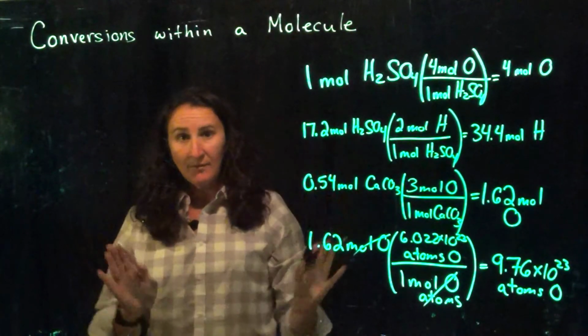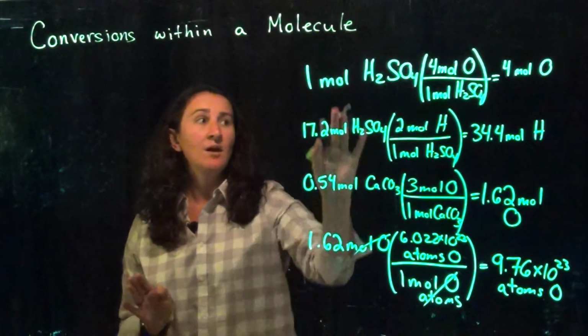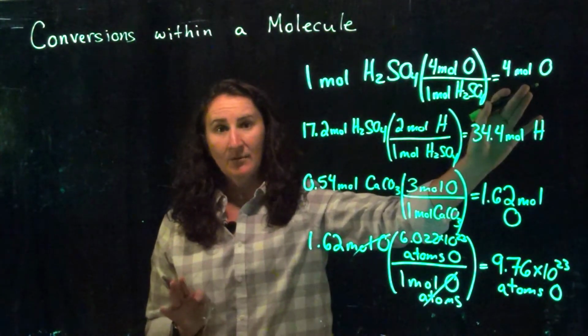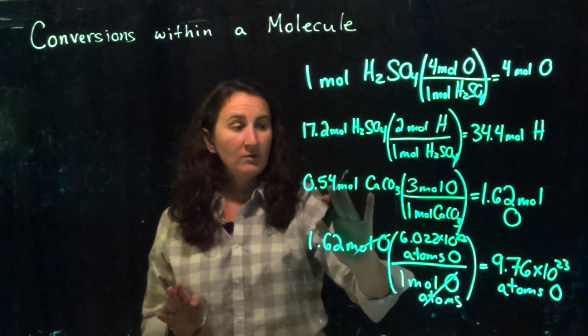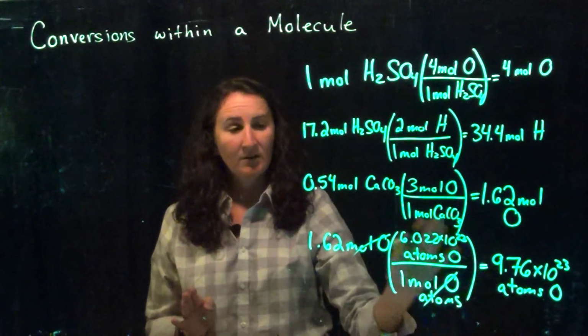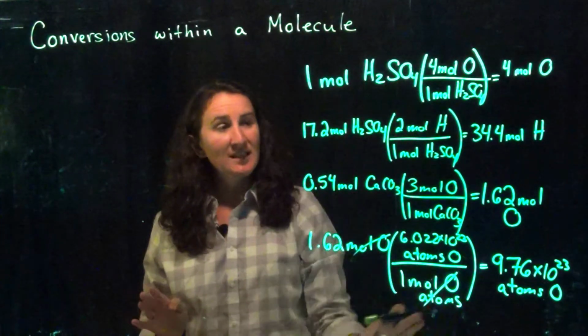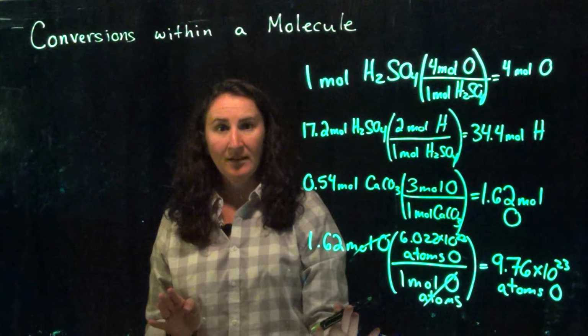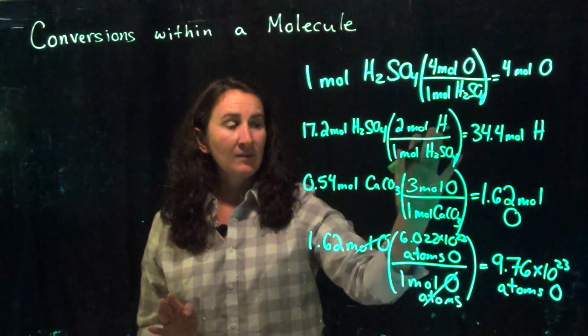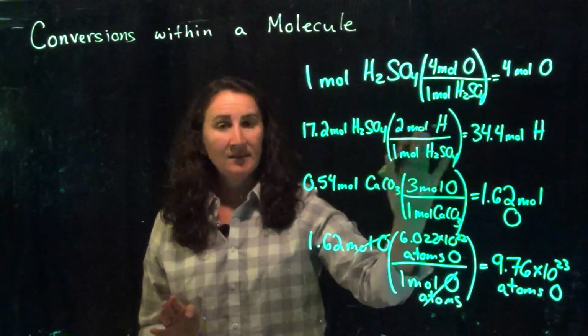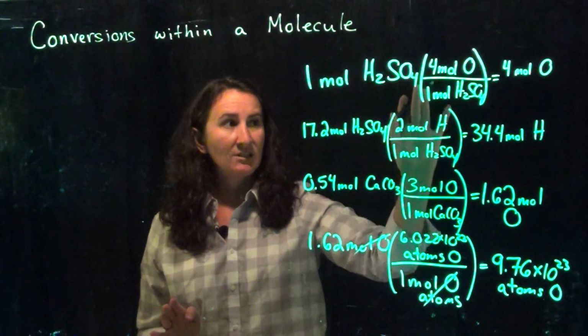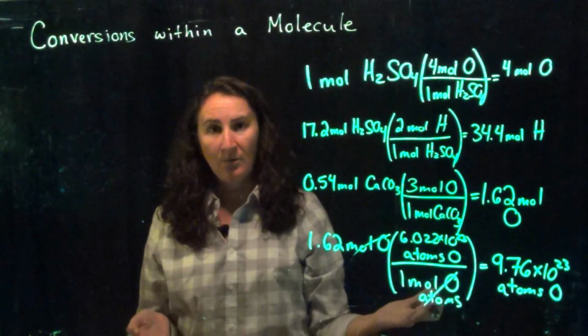And so using these types of conversions, you can go from moles to moles of something within that same compound, or moles all the way to atoms, or you could even go in the other direction to get to molecules. It depends on what the question's asking as to how you're going to set up your formula. But do note that these subscripts go with the element that you're looking for. So the 2 with the H, the 4 with the oxygen, and so on and so forth.